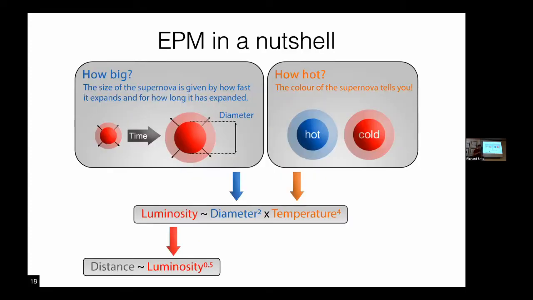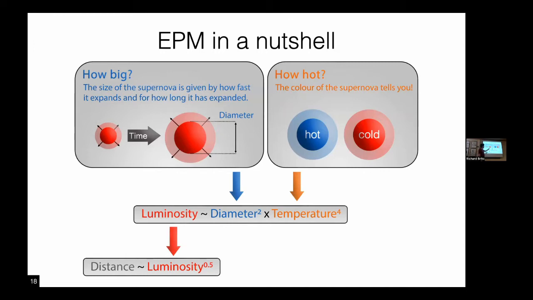Because in principle, the basic principle is very easy. The devil is in the details. So you say, okay, distance, that's what we want to measure. Distance is proportional to the square root of the luminosity. If the supernova were a perfect black body, you could say, okay, Stefan-Boltzmann law: the luminosity is diameter squared times temperature to the fourth power.